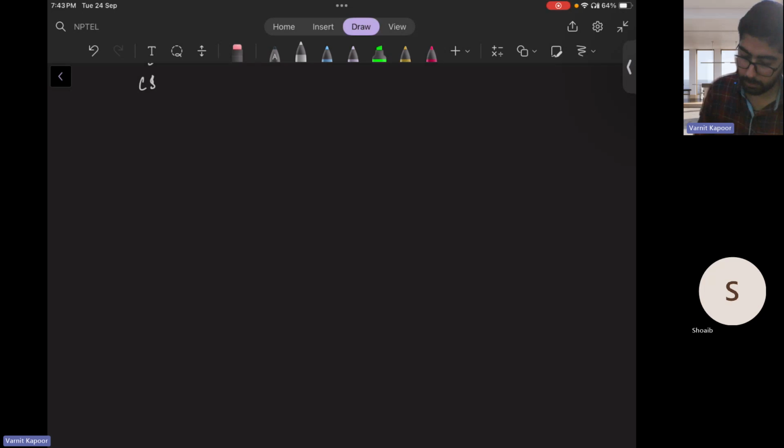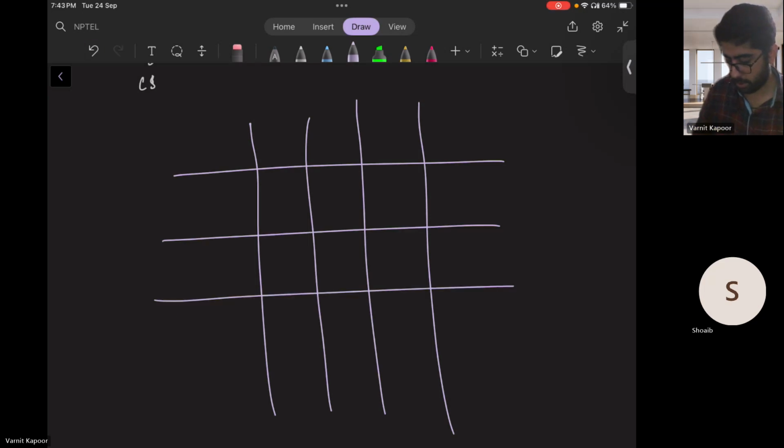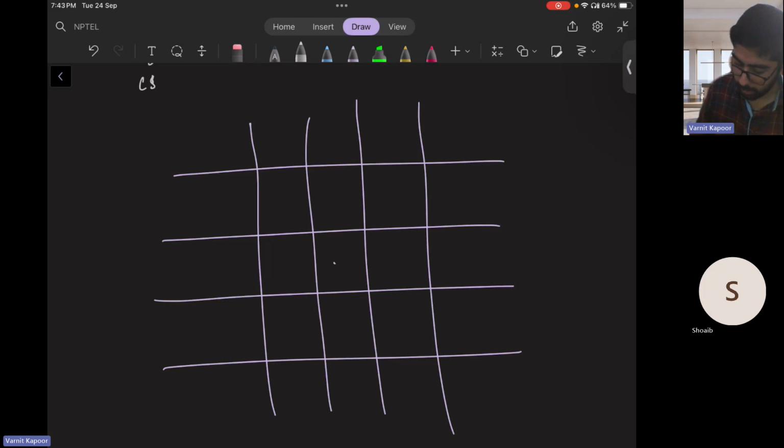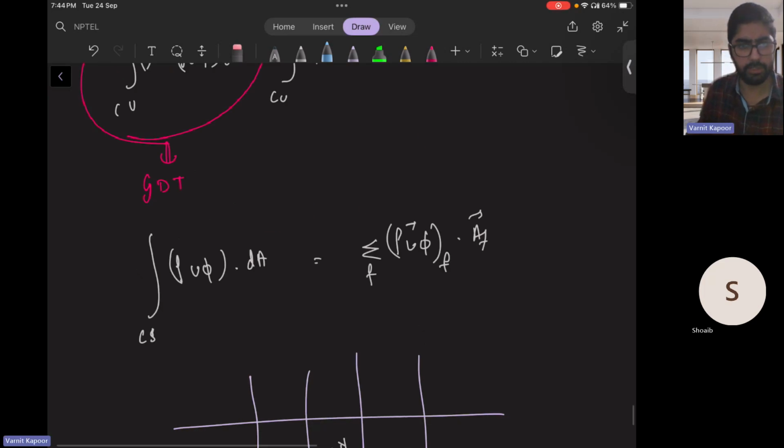So your grid looks like this. Suppose a uniform grid, something like this. This is a cell P. This is north, south, east, west. And this is your y, this is your x. This is your east face, north face, west face, and south face. This is your delta x, and this is your delta y. It is a two-dimensional grid. We've already seen this kind of grid.